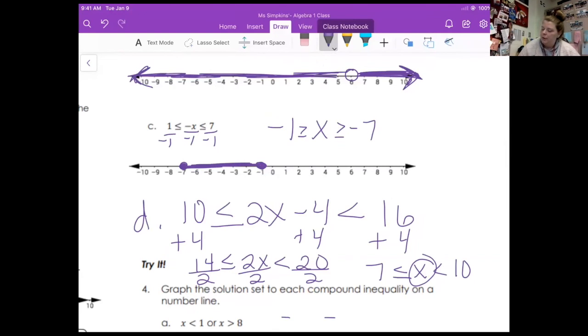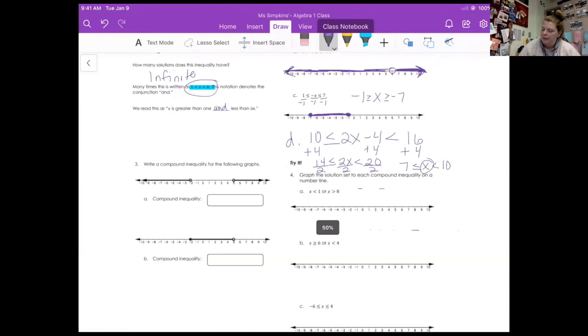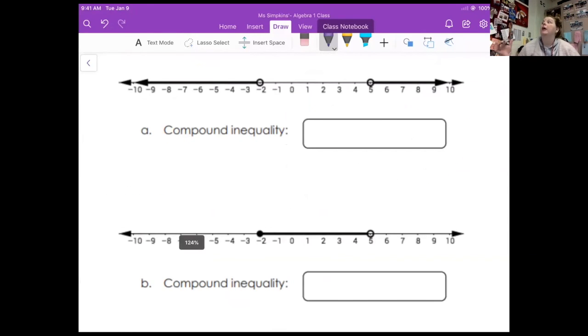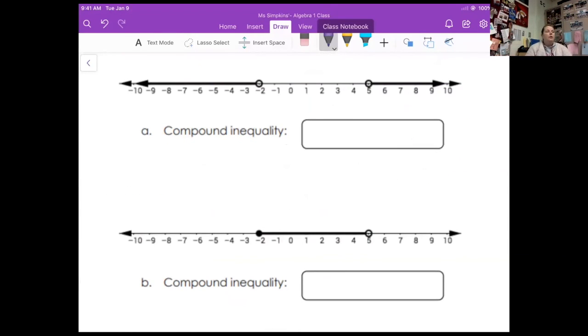Okay, we're going to look at 2 more problems together, and I'm going to have you practice some on your own. So these were given the graph. We just have to write the inequality. So just looking at letter A, is that an or an and? It's an or. How do you know? Yeah, we're shaded away from each other. So that's going to be an or. So that means somewhere I'm going to have to write the word or.